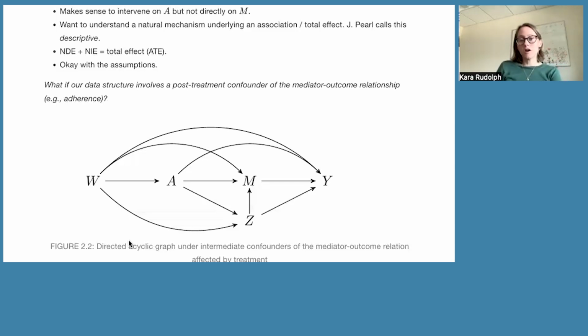So next we're going to talk about, well, what if our data structure involves a post-treatment confounder of the mediator-outcome relationship? So we're going to be talking about what if we're actually not in the DAG that I was showing above, but we're actually in the DAG that contains this Z variable.